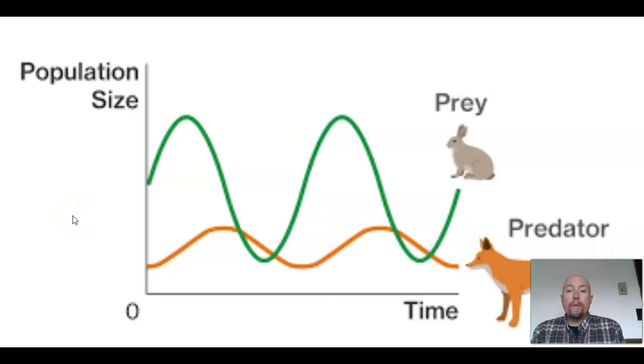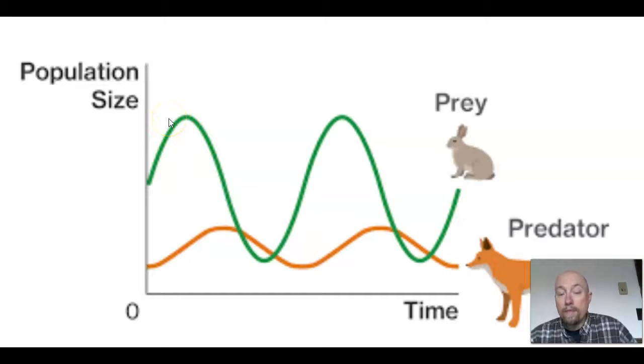So here's a typical graph of predator and prey relationship. So you notice the prey, rabbit, is kind of going up and down, and so is the predator. But let's look at the timing here. So if we start here at the beginning, we see the population of rabbits is rising. So there's a lot of rabbits right now.